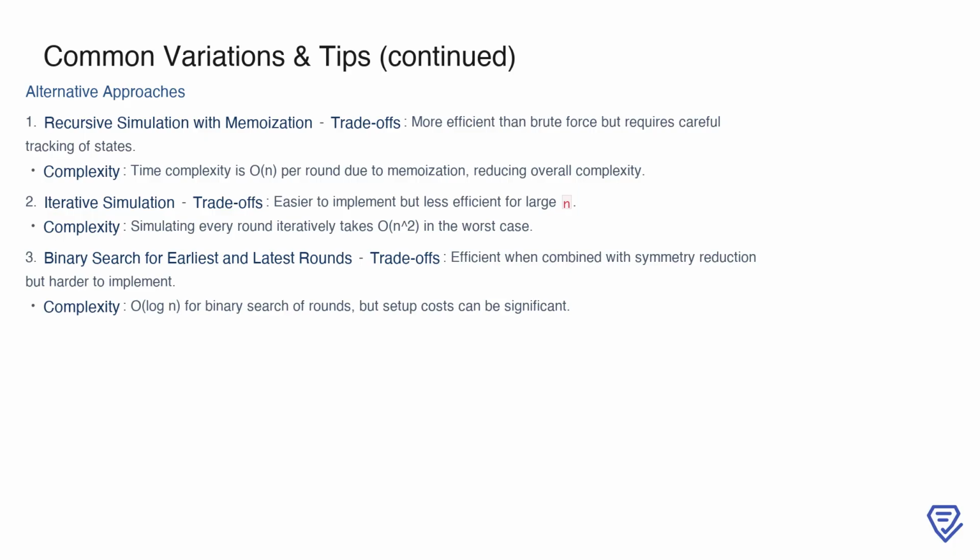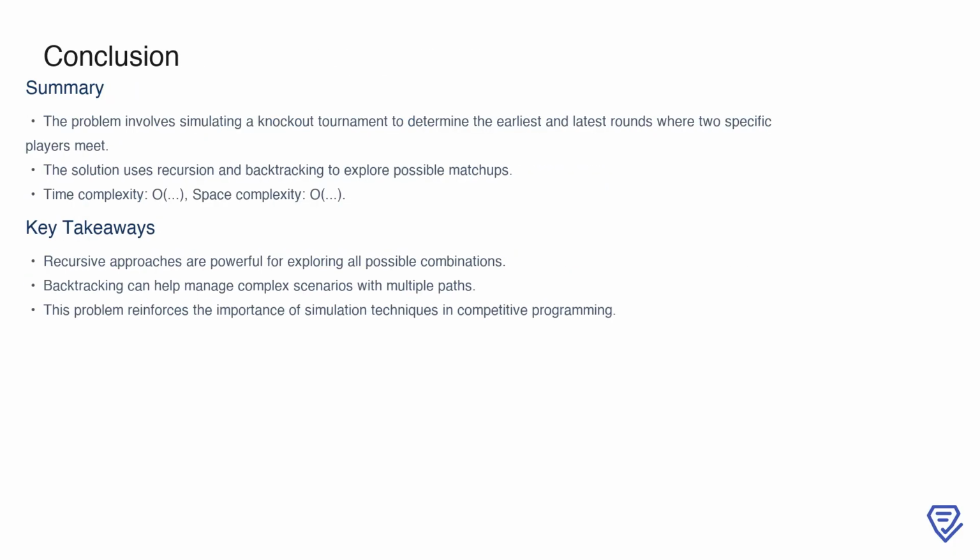Finally, using binary search to determine the earliest and latest rounds where players compete is another option. This approach is highly efficient when combined with symmetry reduction, achieving a complexity of O(log n) for searching rounds. However, it can be more challenging to implement due to the setup costs involved. Each of these methods has its trade-offs, so selecting the best one depends on the specific constraints and requirements of the problem.